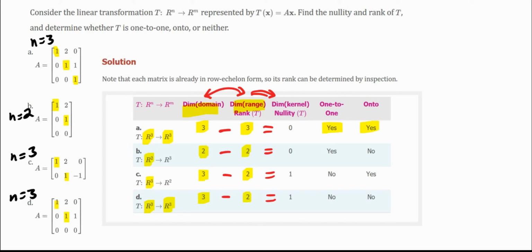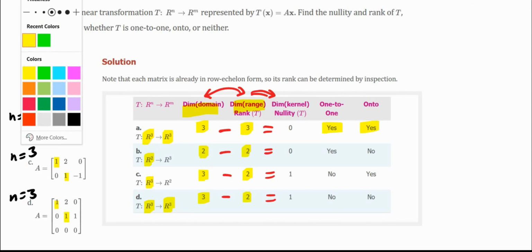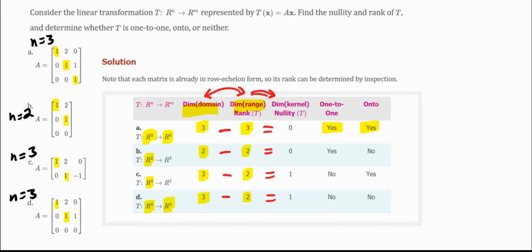Now again, if they're of the same size, notice we get 3 and 3, and here's 3 and 3. They're the same size, but over here these numbers are different. The numbers are supposed to be the same for them to be both one to one and onto. But since they're different, then the answer there is no and no. Okay. So that's how you get that.